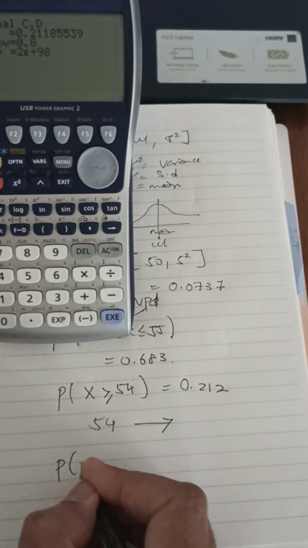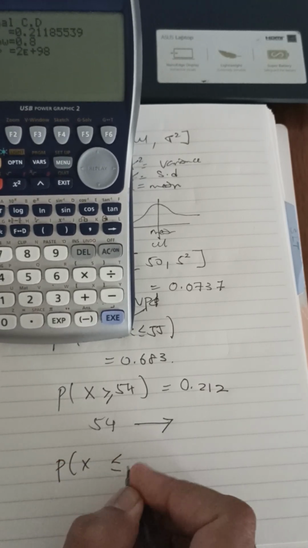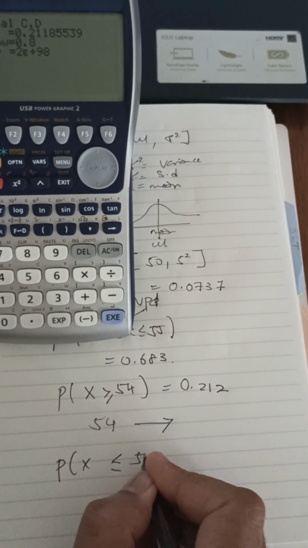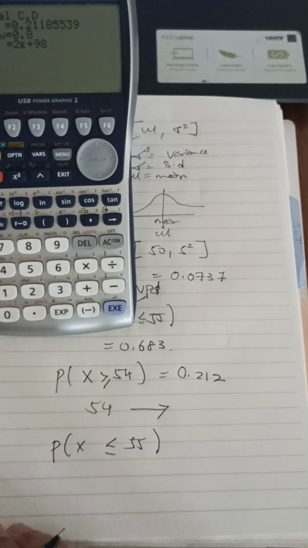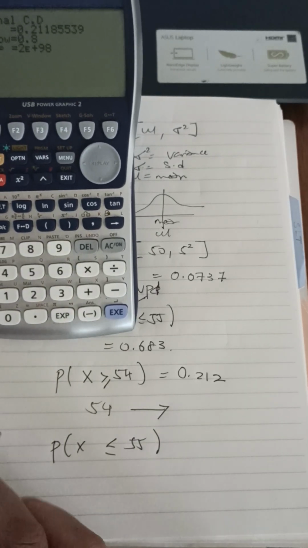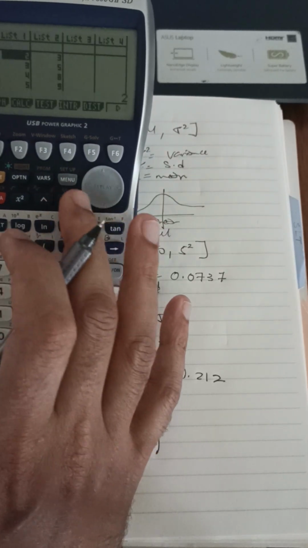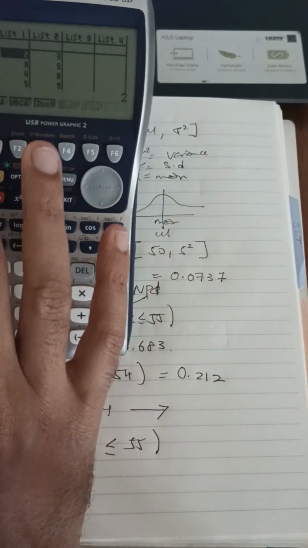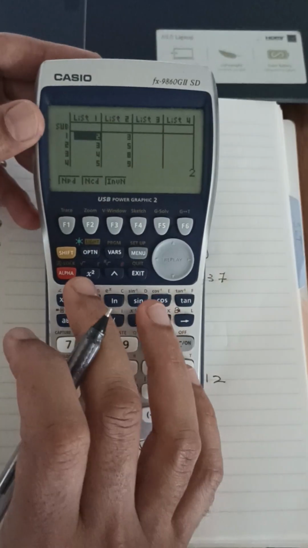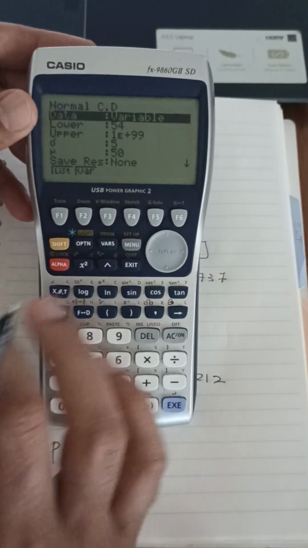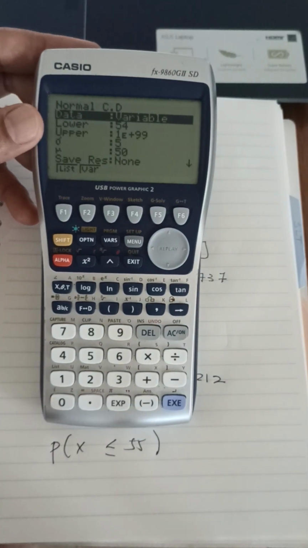In the same way, we can actually have a negative infinity. For example, if I need to work out the probability x less than or equal to 55. So in this case, if I go back, so NCD, all right.